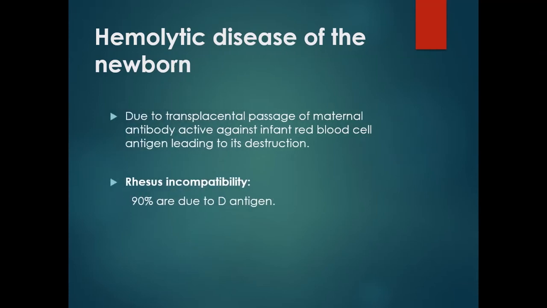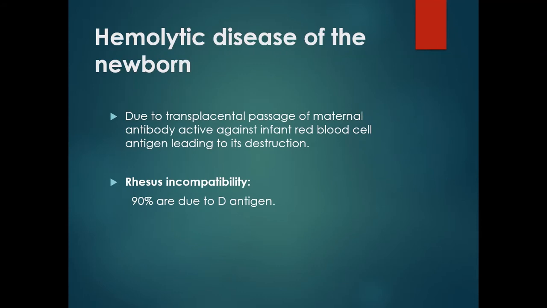This is the second part of the lecture, which is titled Hemolytic Disease of the Newborn. It is due to transplacental passage of maternal antibody active against infant red blood cell antigen, leading to its destruction. Hemolytic disease of the newborn could either be due to rhesus incompatibility, ABO incompatibility, or other blood group incompatibility.